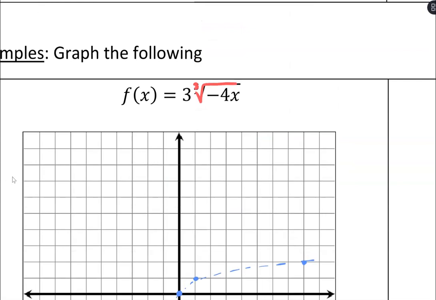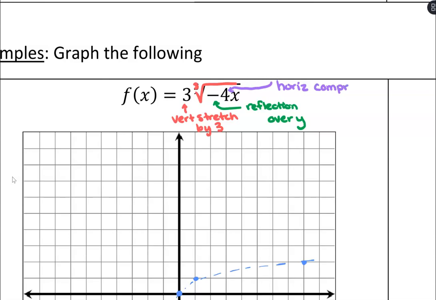And then from there, let's see, this 3 on the outside, that's going to be our vertical stretch by 3. The negative in here, that is going to be our reflection over y. And then the 4, that's going to be our horizontal. Remember, we use the reciprocal, so we're thinking 1/4 here. So that'll be a compression by 1/4.